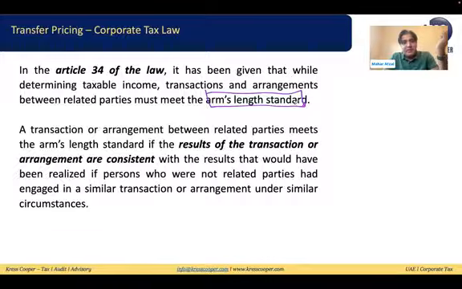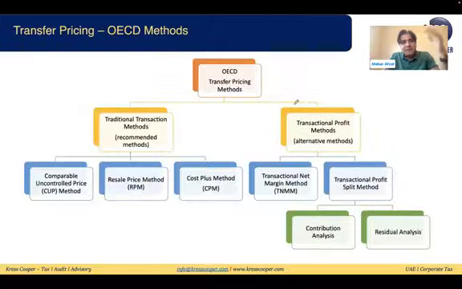A transaction or arrangement between related parties meets the arm's length standard if the price is consistent. Arrangements are consistent between the related parties and between the related and third parties. For these purposes, different methods have been given, and the law says we need to follow the OECD rules and regulations. OECD stands for Organization for Economic Cooperation and Development. We need to follow the OECD rules and regulations to set the market price, the arm's length price.